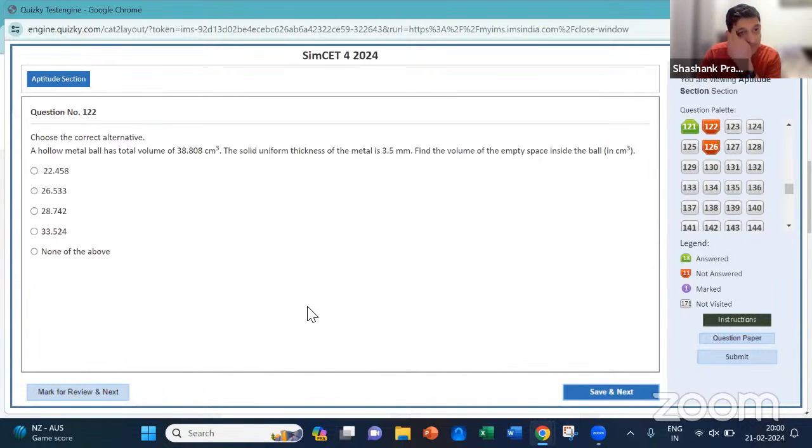A hollow metal ball has a total volume of 38.808. Thickness is 3.5 millimeter. So we will have to do cube minus cube, right? It's very painful.